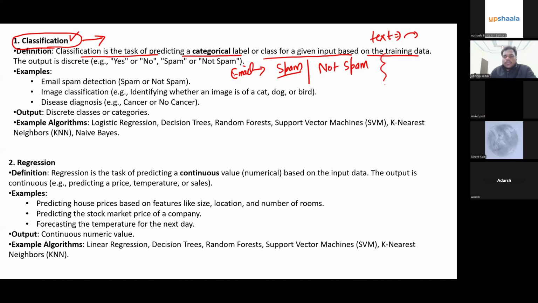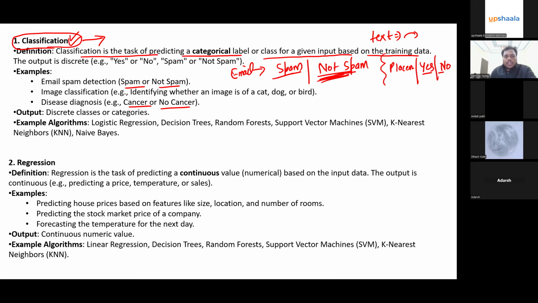In the same way, here is one more example. Suppose you want to check whether a student is placed or not. You give yes if placed, no if not placed. So classification means categorizing the data into parts, and the result will always be alphabetical in nature: yes, no, spam, not spam, cancer, no cancer, and so on.